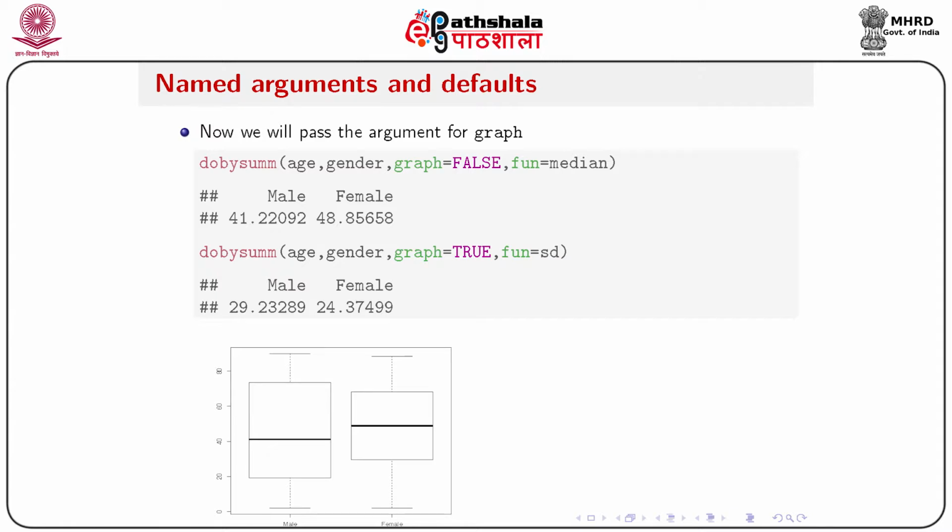So as I mentioned, just write graph equals false and function equals median. If I change it, the median would be generated but no graphs. On the other hand, if you write graph equals true, it will generate the graph. So whether you write true or omit the argument, it will always by default generate the graph.